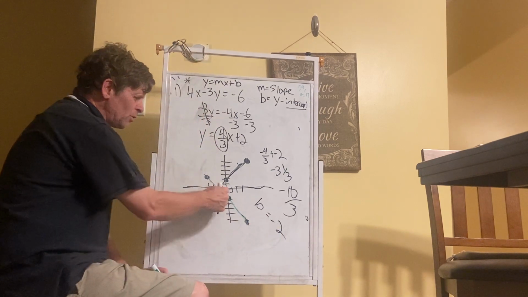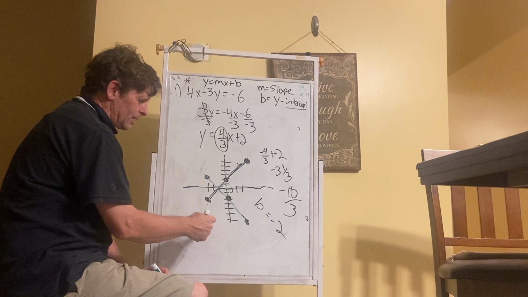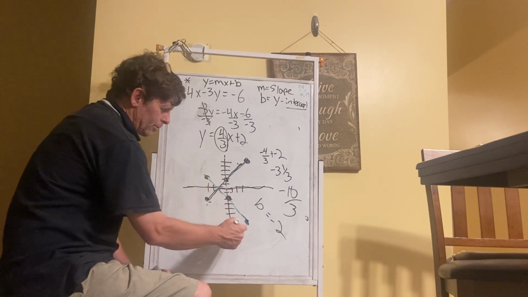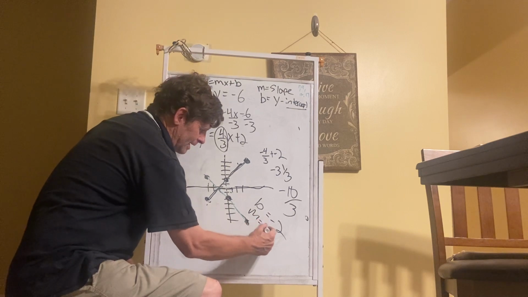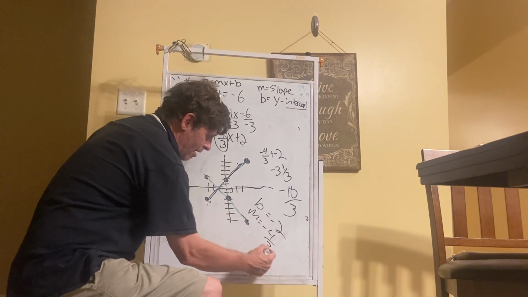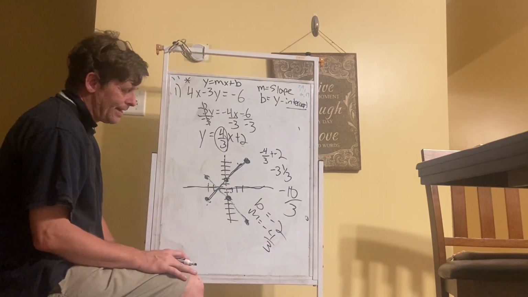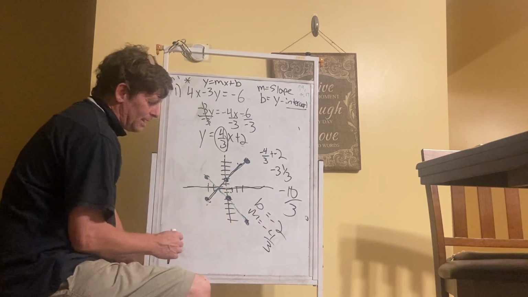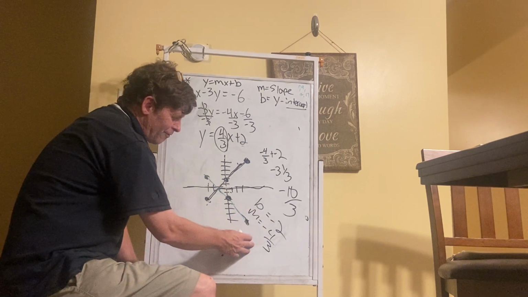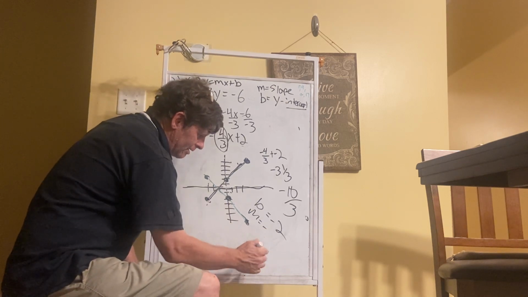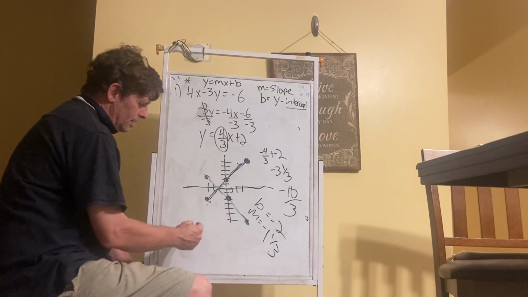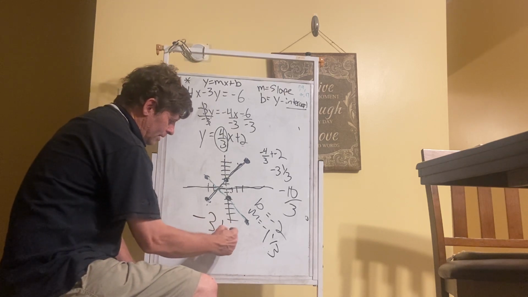M, well, this one went up 4 and over 3. Basically what's happening with this one is it's going down 4 and over 3. So m is -4/3. And then it just asked you what's m plus b. So I got a -1 1/3, right? And a -2, that's a -3 1/3.